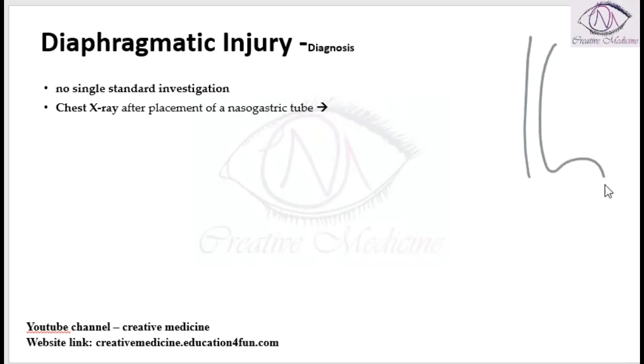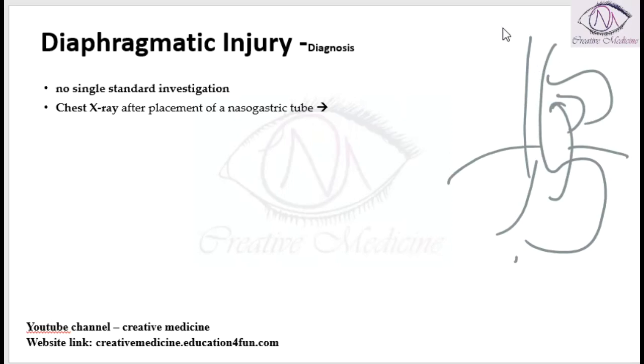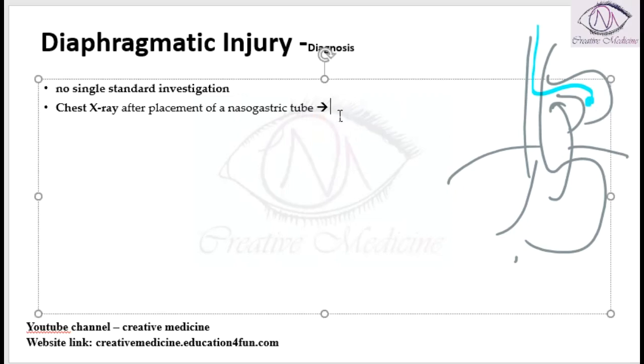So if there is any diaphragmatic injury, there is a chance that the stomach is herniated in the thorax, and if the stomach is present in the thorax, the nasogastric tube will be present in the thorax. As a result, in the chest x-ray, you can see the stomach which is herniated into the thorax.